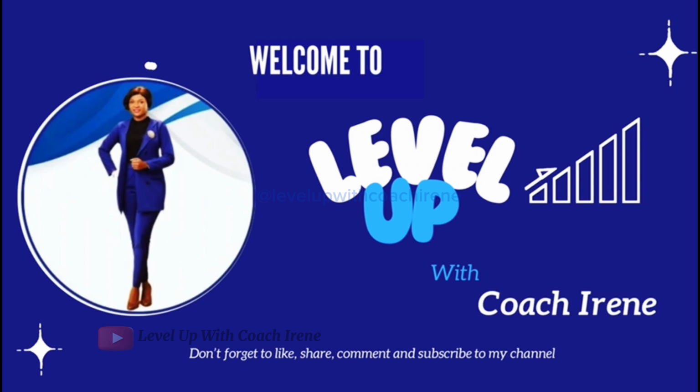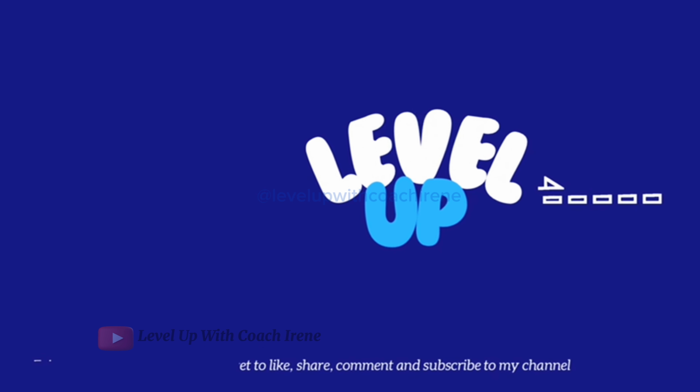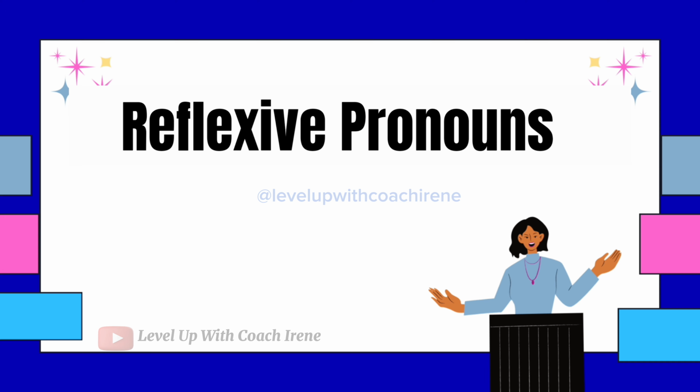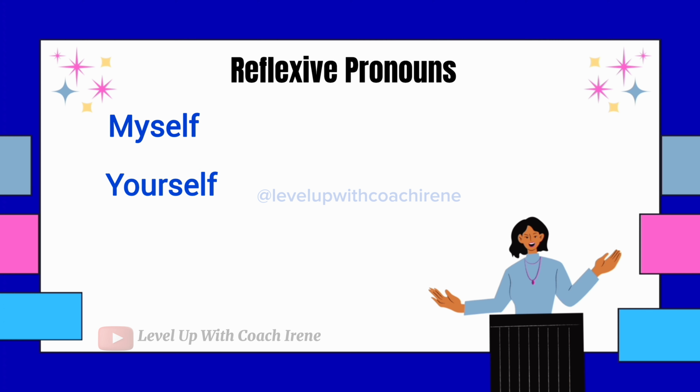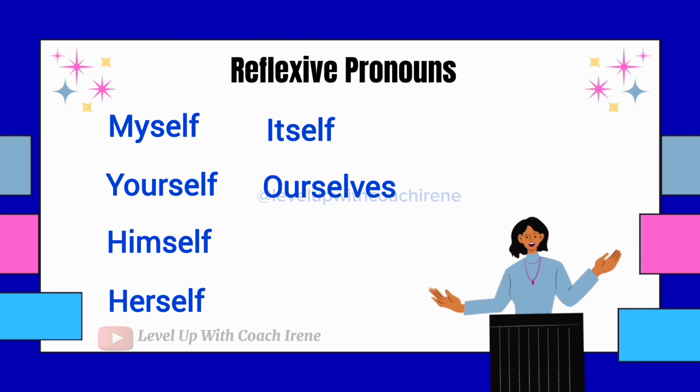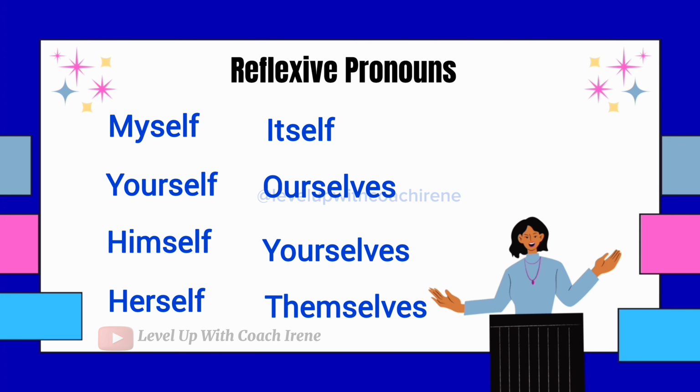Welcome to Level Up with Coach Irene. In this lesson, we will be looking at reflexive pronouns. They are pronouns that refer back to the subject of the sentence. They are used when the subject and the object of a verb are the same person or thing, and they emphasize that the action is being done by the subject itself. Examples we have myself, yourself, himself, herself, itself, ourselves, yourselves, themselves.